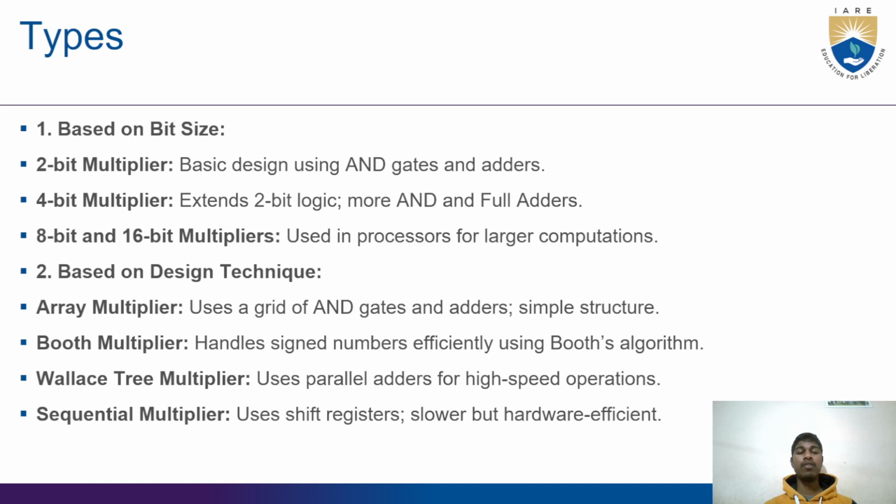So let's now get into design techniques. In design techniques, we have array multiplier, Booth multiplier, Wallace tree multiplier, sequential multiplier, and so on. In an array multiplier, we use a grid of AND gates and adders. In a Booth multiplier, we handle signed numbers efficiently with Booth's algorithm. In a Wallace tree multiplier, we use parallel adders for high-speed operation, and lastly, we have the sequential multiplier, where we use shift registers, slower but hardware efficient.